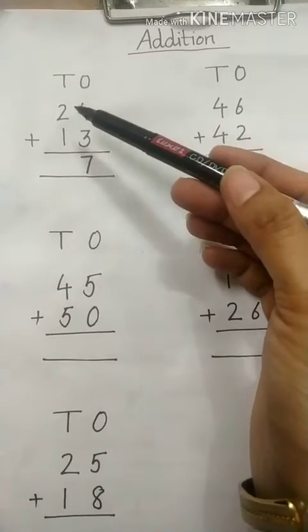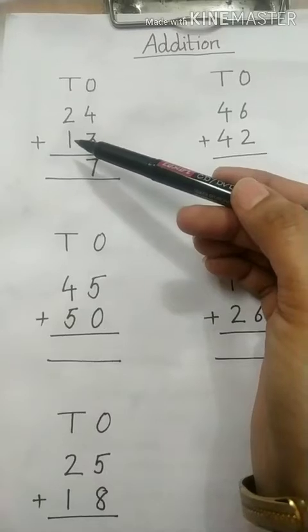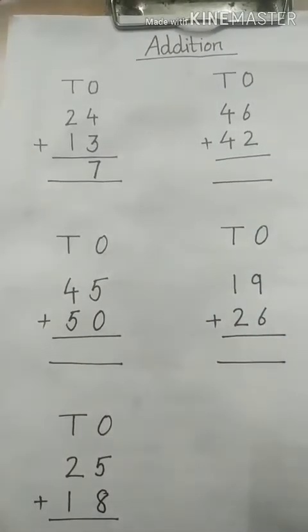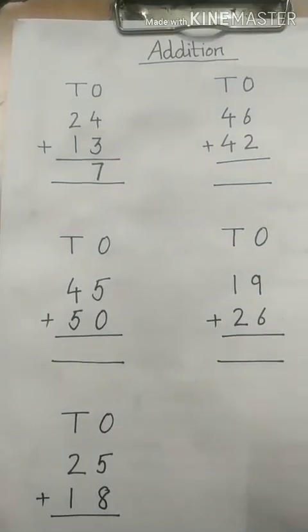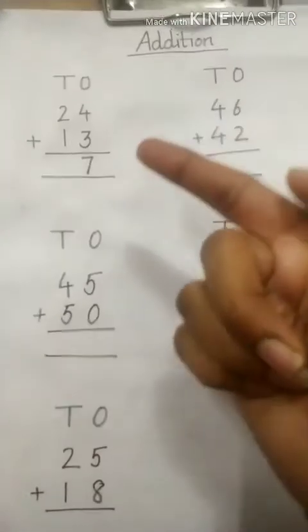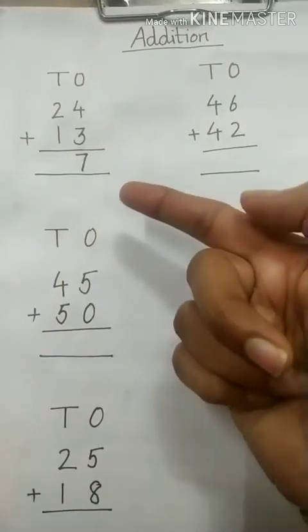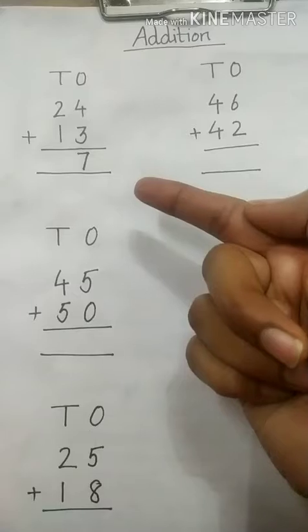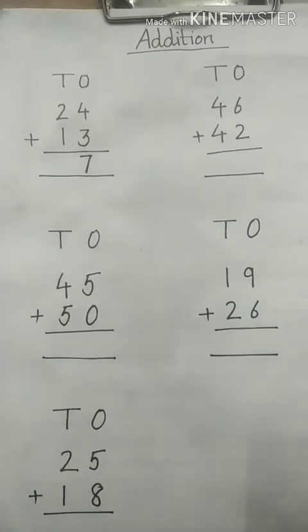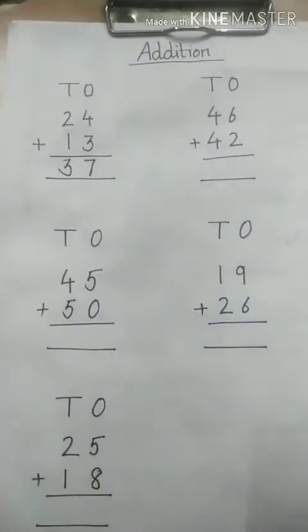Then I will move to the tens place, 2 in the mind and 1 finger up, or you can count with blocks as well. Whatever the method you find it easy, you can use that. 2 in the mind and 1. Only 1 you need to move forward. So after 2, what comes next? 3. So we will write 3 here.